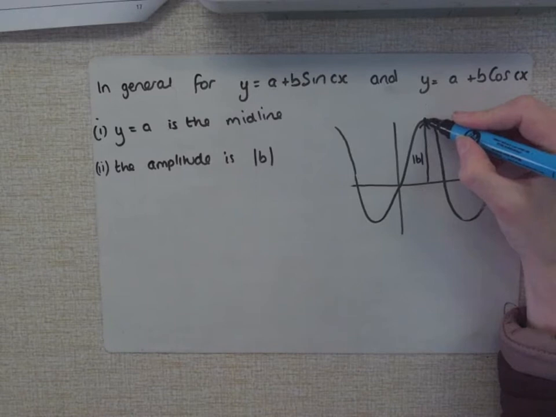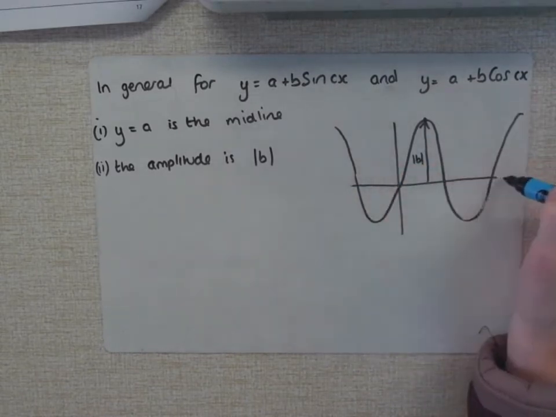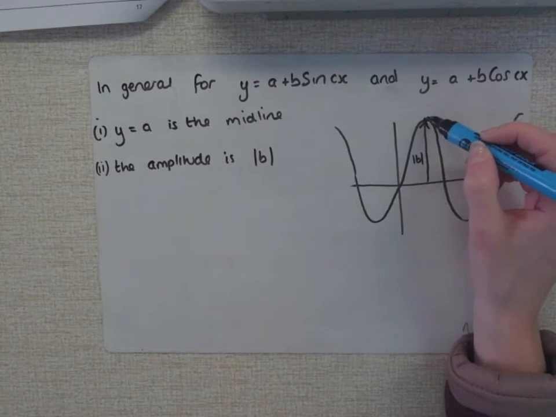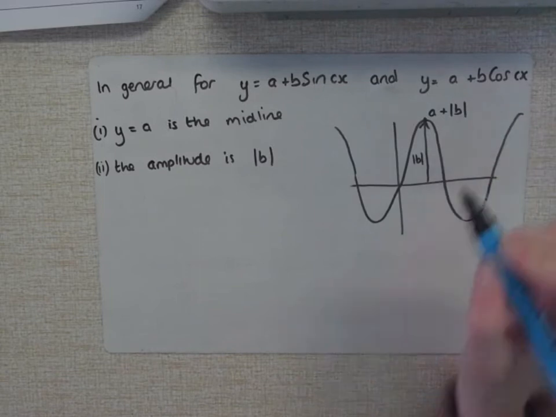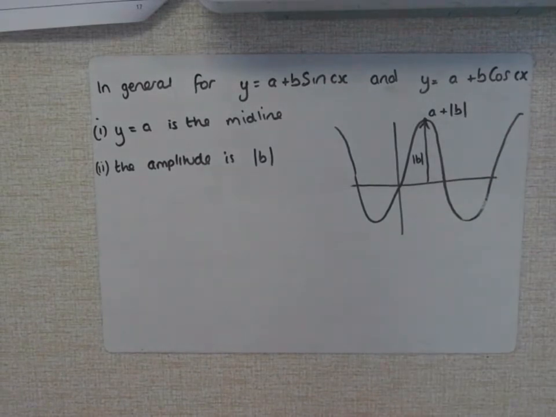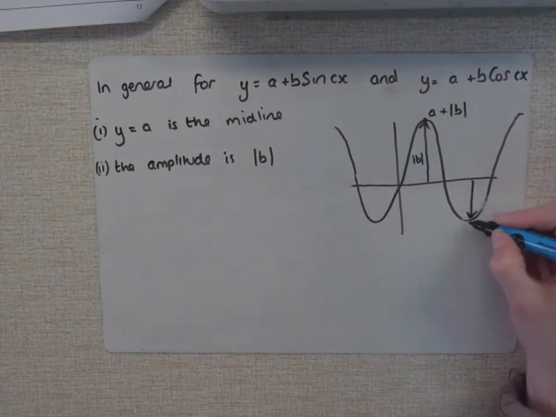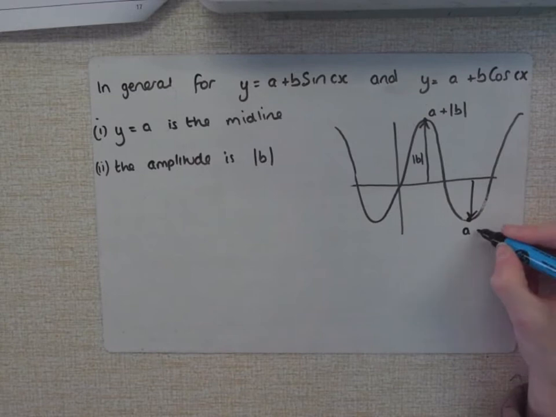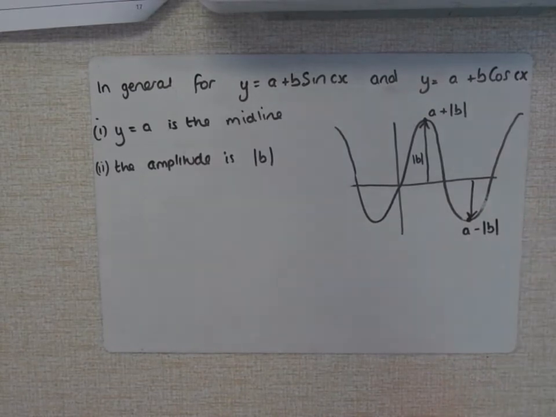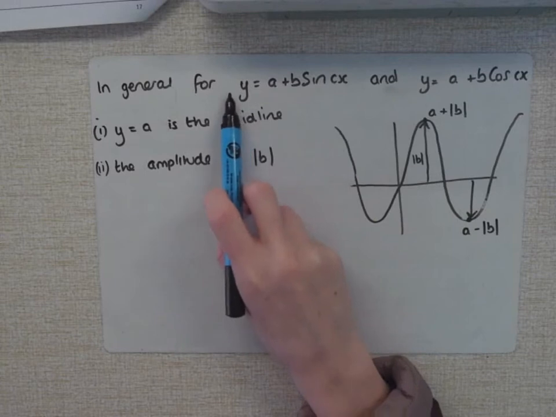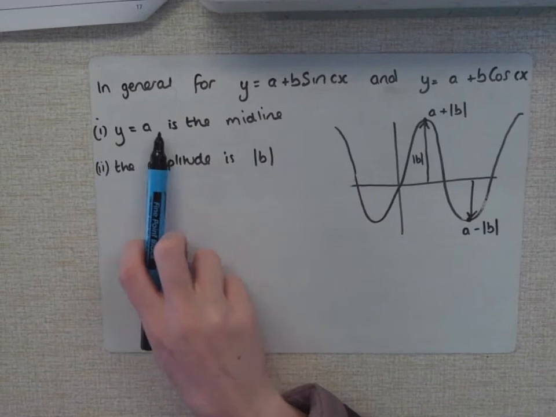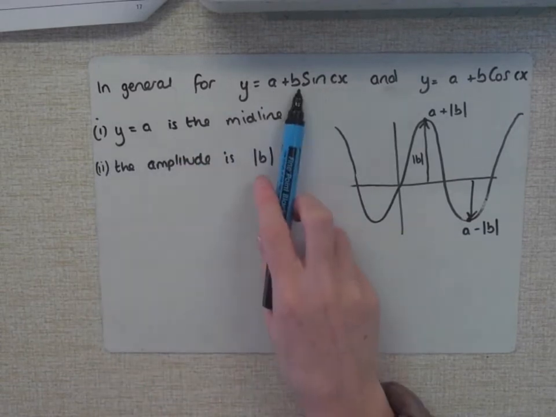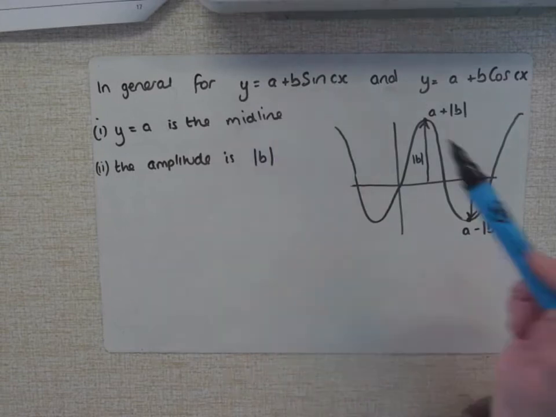So how would I find that max point? If this is my midline, y equals a, what would this be up here? The max point would be a plus the modulus of b. The min point would be down here, a minus the modulus of b. So sometimes they give us this equation with numbers in it and they can ask us certain things about it. So these are things we need to learn off. So y equals a is your midline. That tells you your midline. The amplitude is b. So the amplitude allows you to get your max and your min.